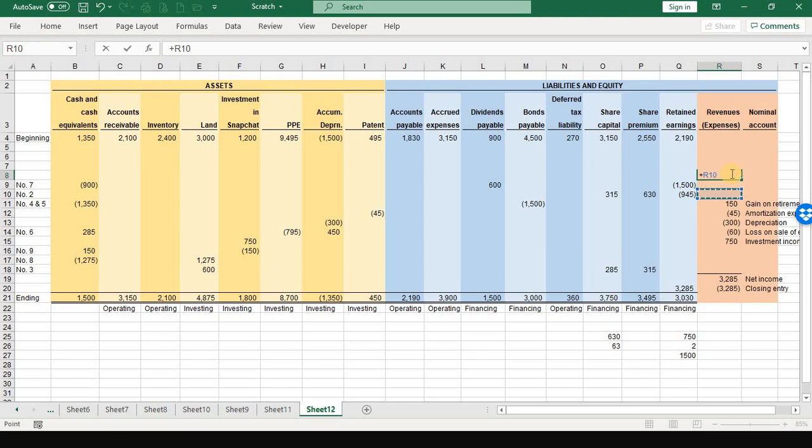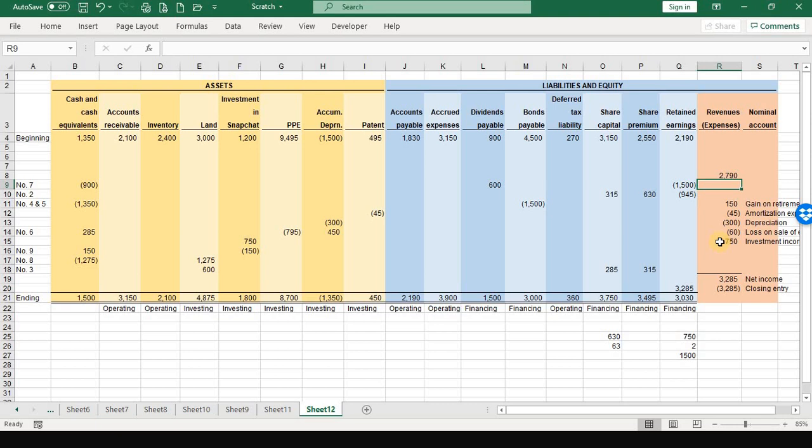Then add back all the expenses and deduct all the gains or income. So that is 3,285 less the gain on retirement, add back the amortization expense, add back the depreciation, add back the loss on sale of equipment, then less the investment income. So that will give us a net income before working capital changes of 2,790.